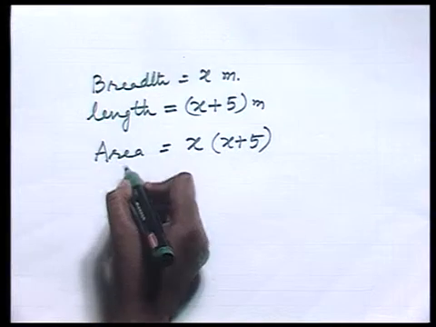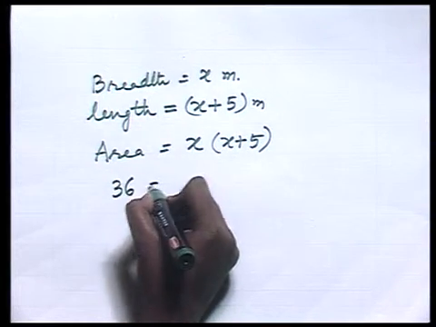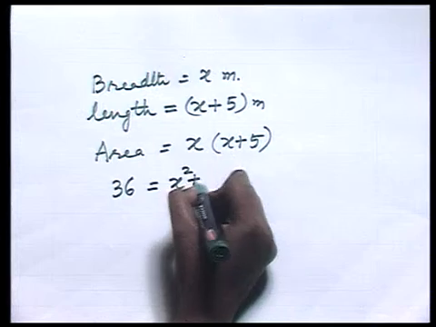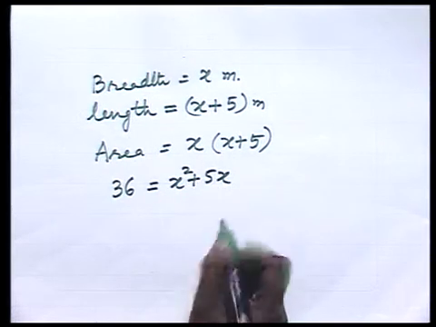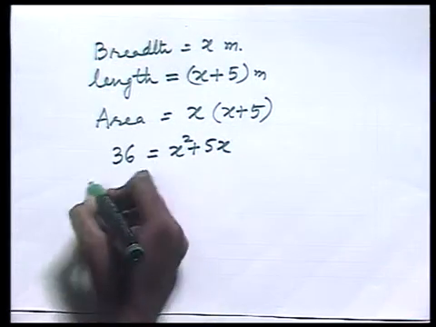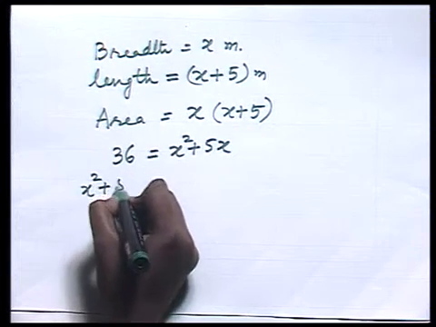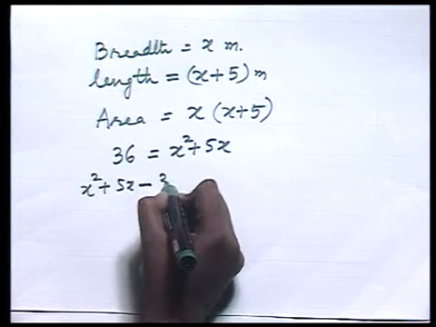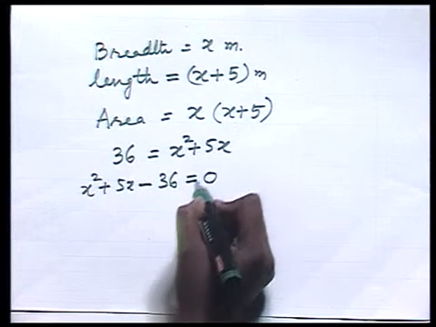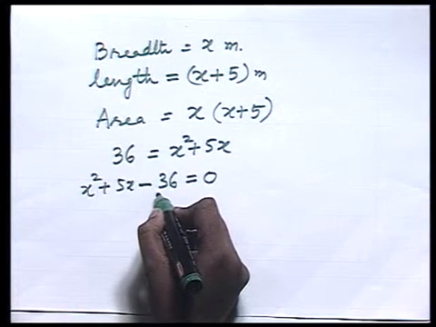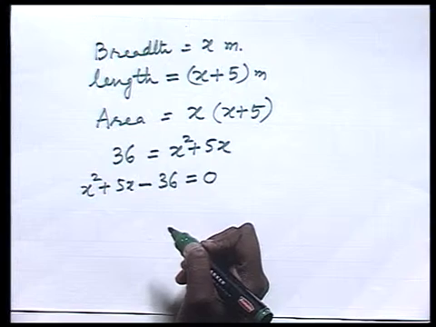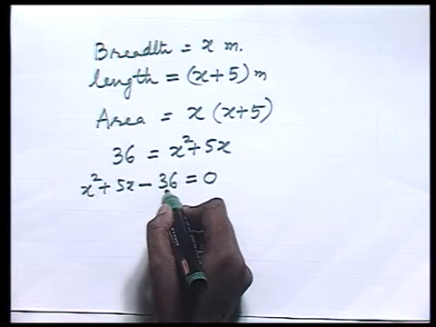But in the question we are already given that area of the hall is 36 square meters. So, we can write here 36 is equal to x square plus 5x. In other words, our equation becomes x square plus 5x minus 36 equal to 0, which is of quadratic form. Can you tell what will be the factors of this equation?